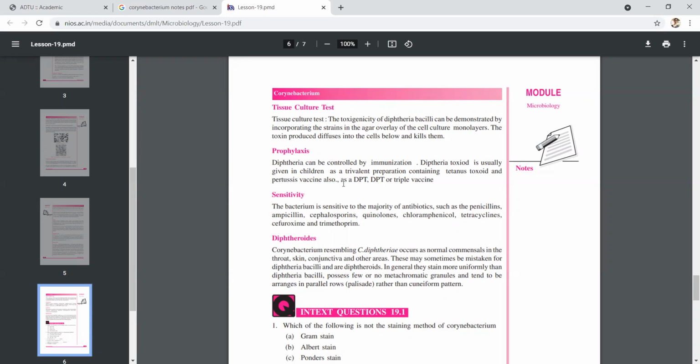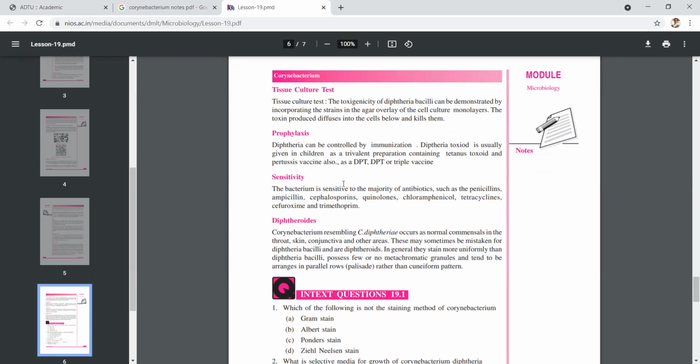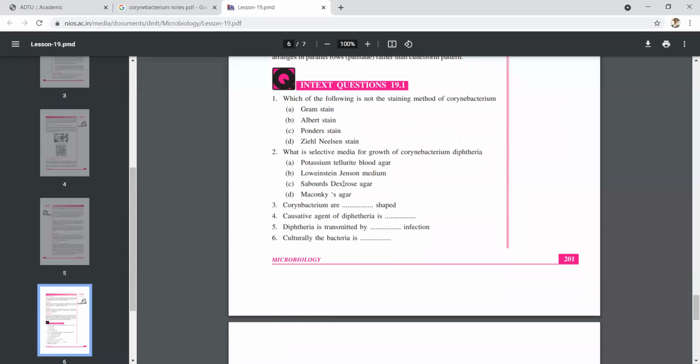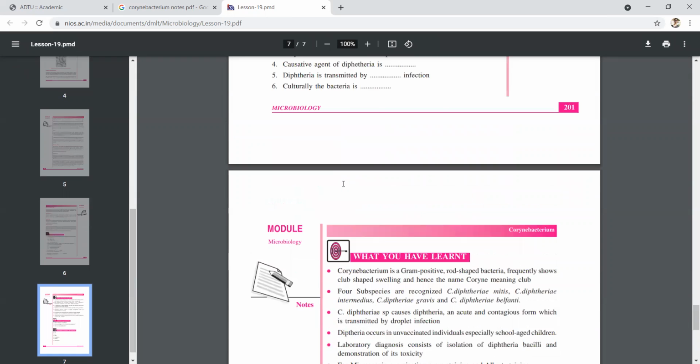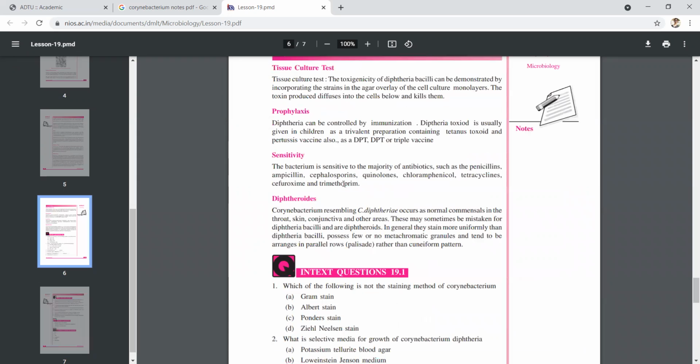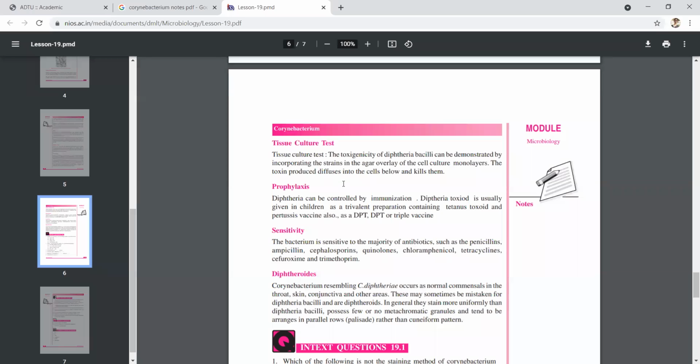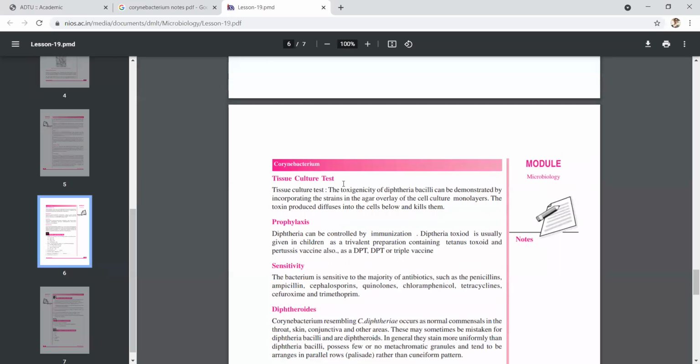This bacteria is sensitive to antibiotics such as penicillin, ampicillin, cephalosporin, quinolones, chloramphenicol, tetracycline, cefuroxime, and trimethoprim. Okay, so this is about the different aspects of Corynebacterium diphtheriae.